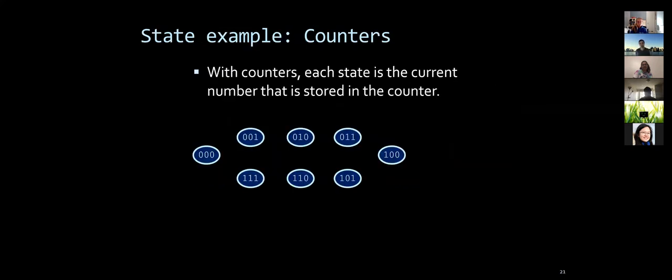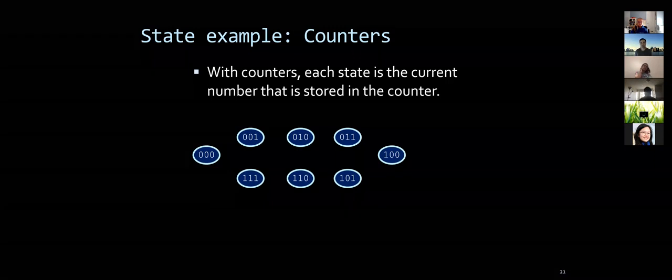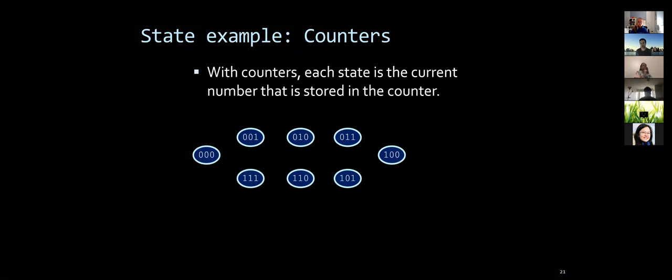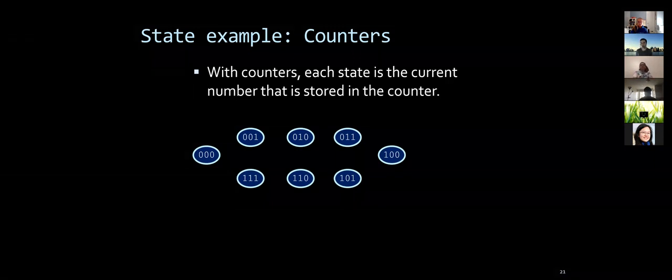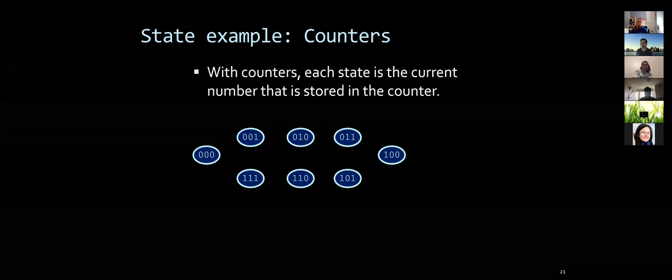Okay, so let's look at the very simple example of counters. With counters, each state, the current number, is stored in the counter. Let's say we had a 3-bit counter, right? So how many different values can we store if we have 3 bits in this counter?